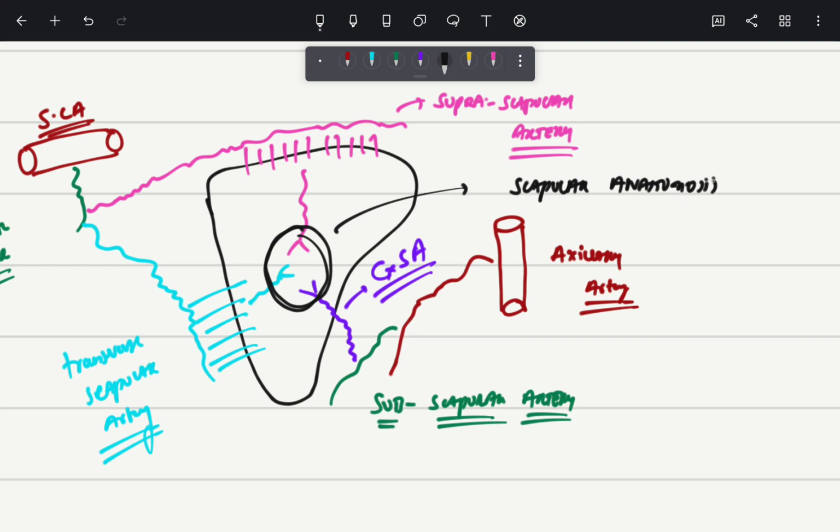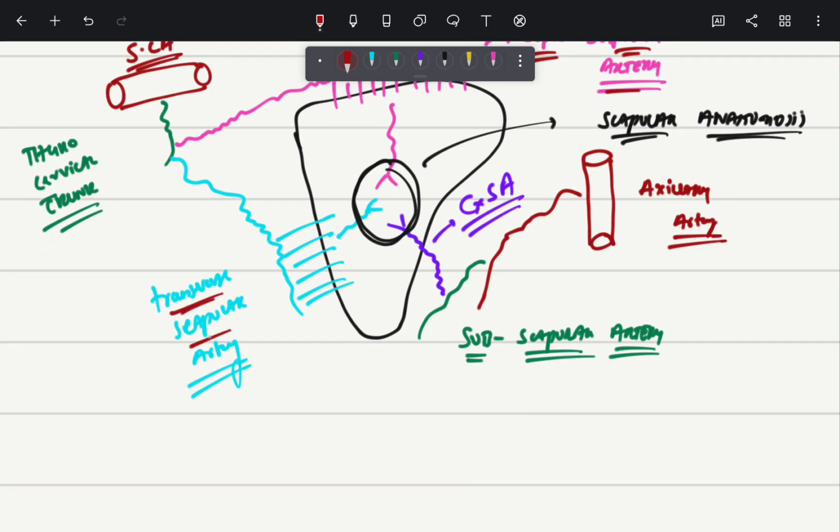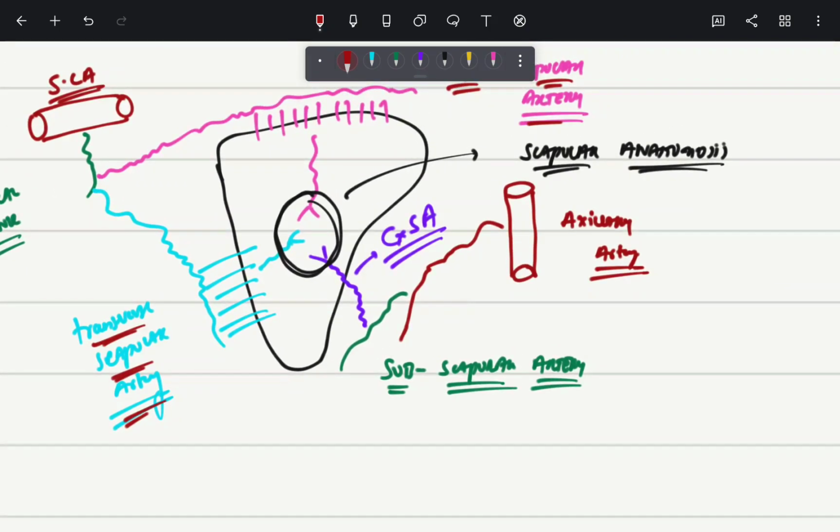And what are the three main arteries which are involved in the scapular anastomosis? One was your suprascapular artery, the other was your transverse scapular artery, and the third one is your circumflex scapular artery, which is a branch of your subscapular artery.